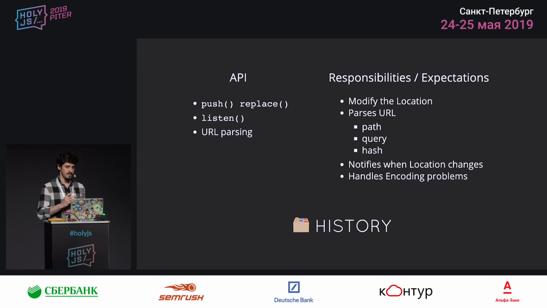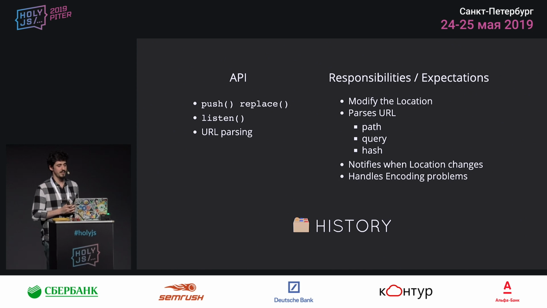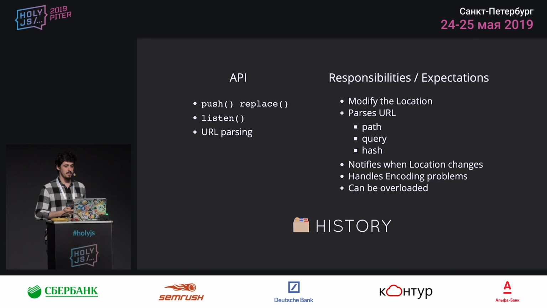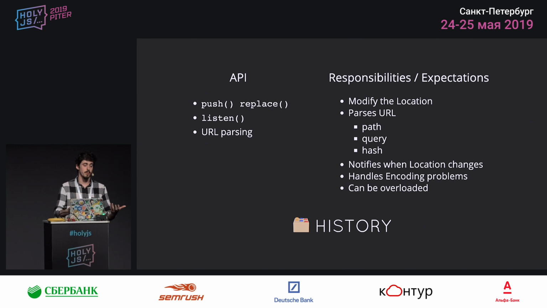Now, we have two other things, sorry. We have the handling of encoding problems. This is funny. You can imagine where we are going. And it's to also be able to be overloaded. And this is just the NativeScript issue I was talking about. I want NativeScript to be able to provide a new implementation for the history so they can use the same router. They have to create a new one.